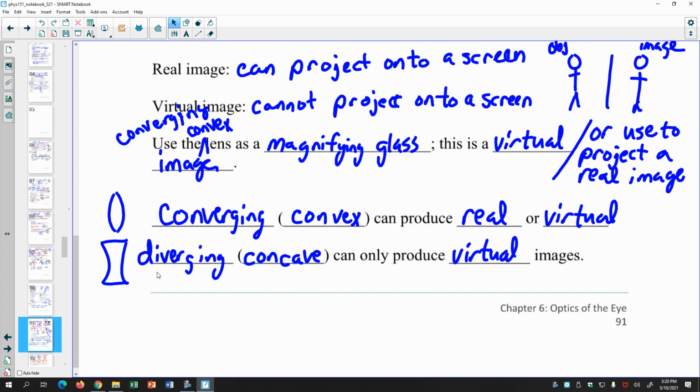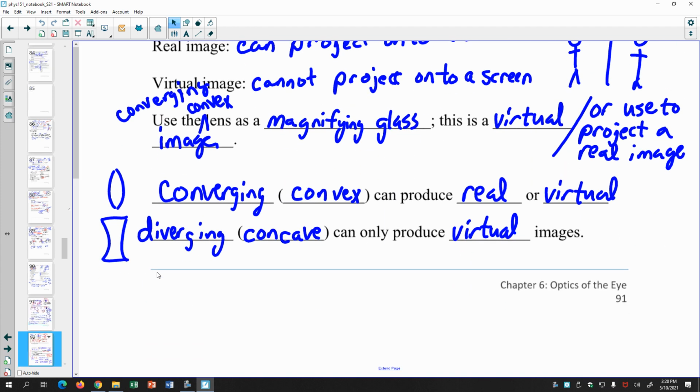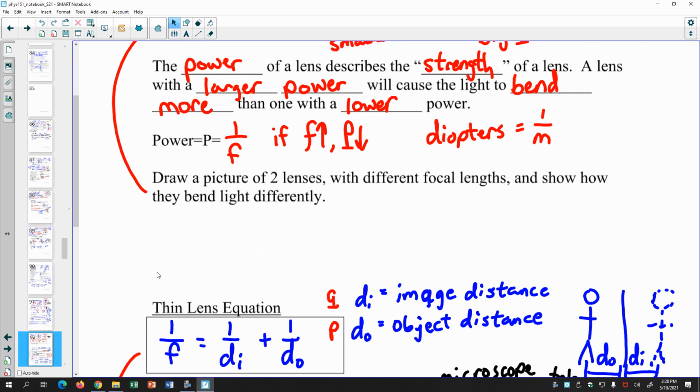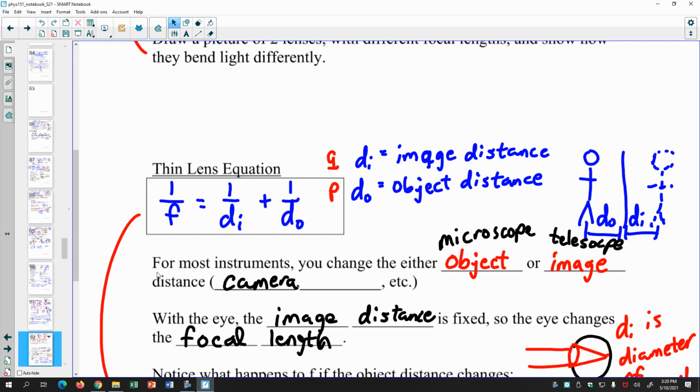As I said, converging and diverging lenses, and then also focal length. Know how to calculate the power. Pretty sure you have a question. I'll just give you the focal length. The power is just the inverse of that. And then the thin lens equation.